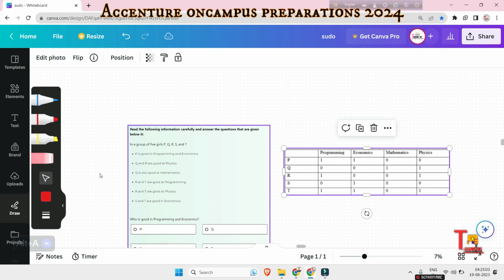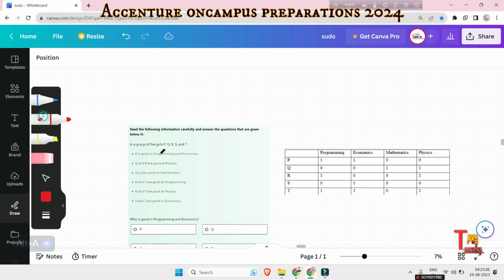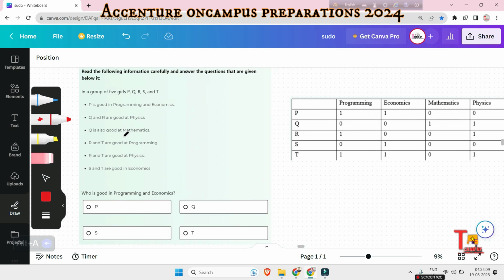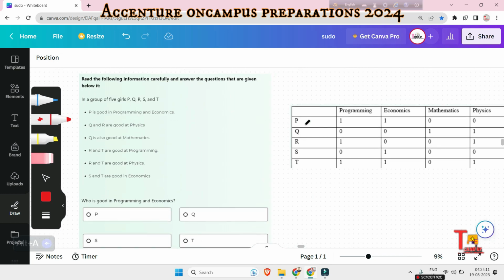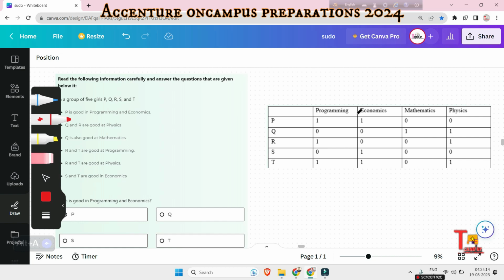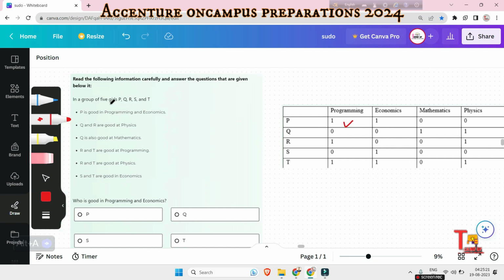So look here carefully. P is good in programming and economics, so we just draw this table. Whoever is good I'm giving 1, and not good is 0, right? So P is good at programming and economics, so these are 1. And Q and R are good at physics, so Q physics and R physics, right?